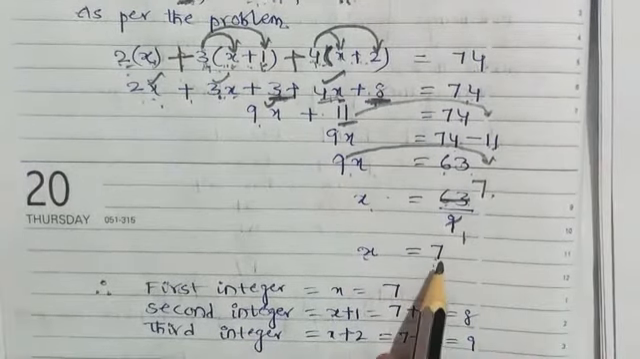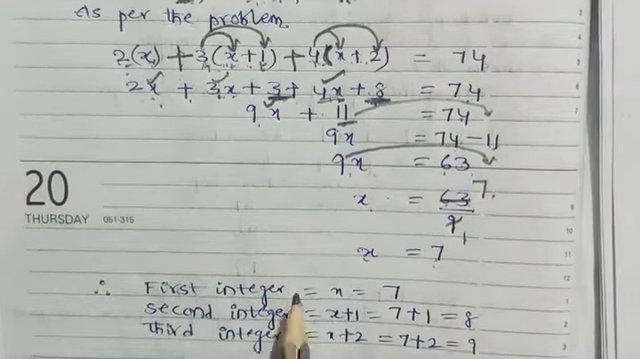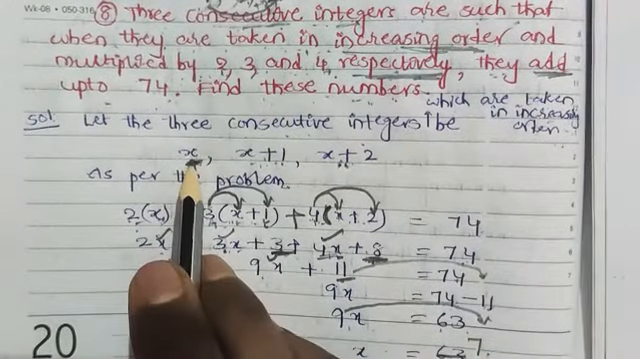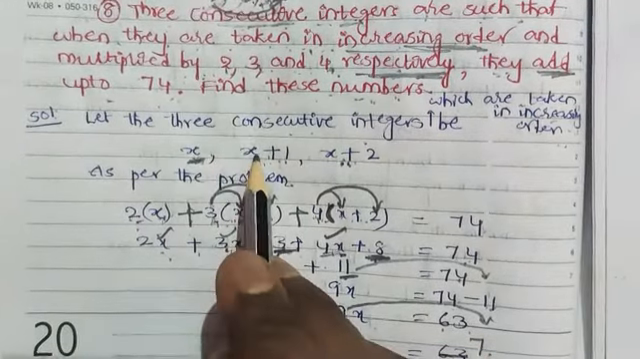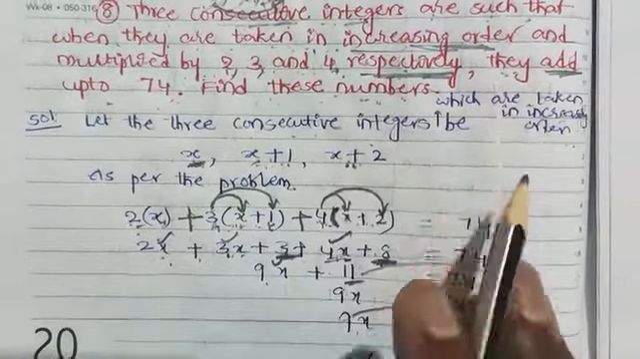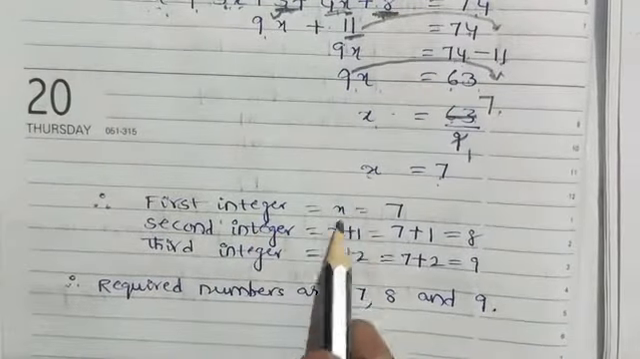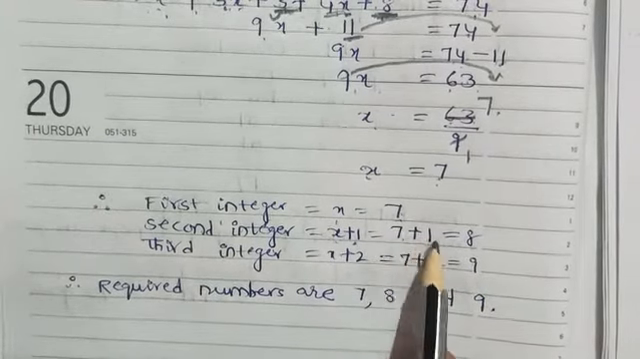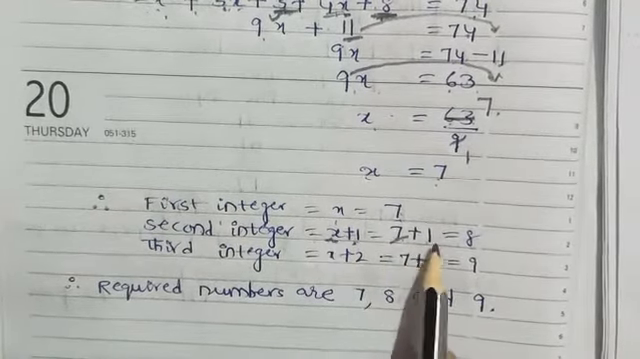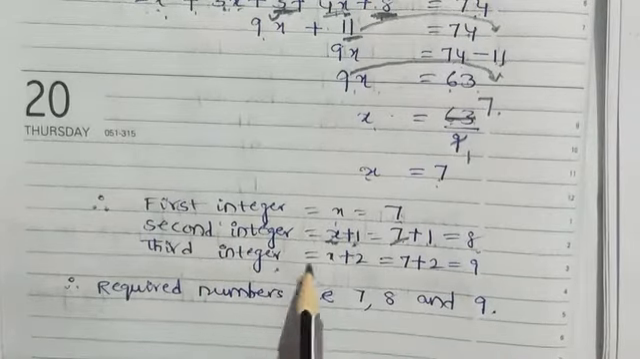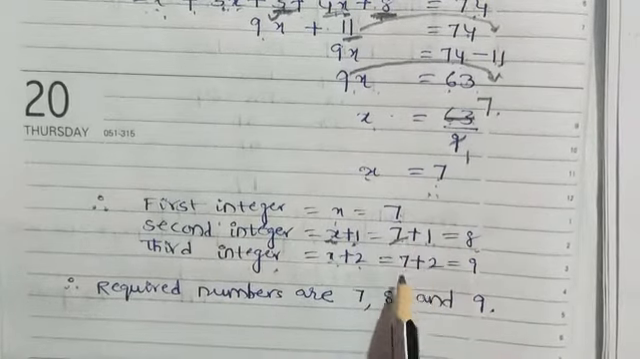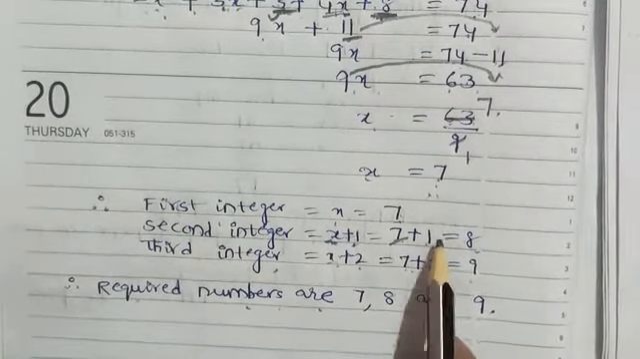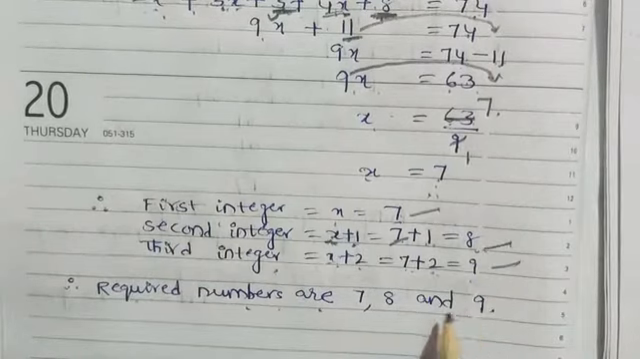Once the x value is known, if you want to find the other two integers, the first integer is x, which is 7. The second integer is x plus 1, so 7 plus 1 is 8. The third integer is x plus 2, so 7 plus 2 is 9. So the required numbers are 7, 8 and 9.